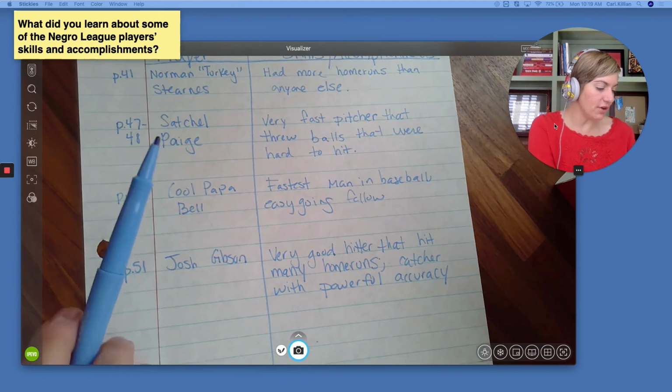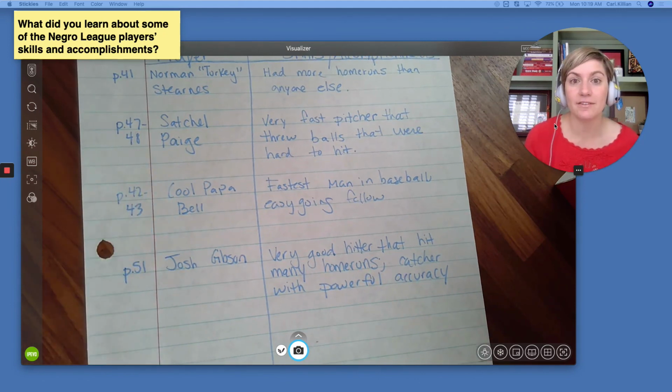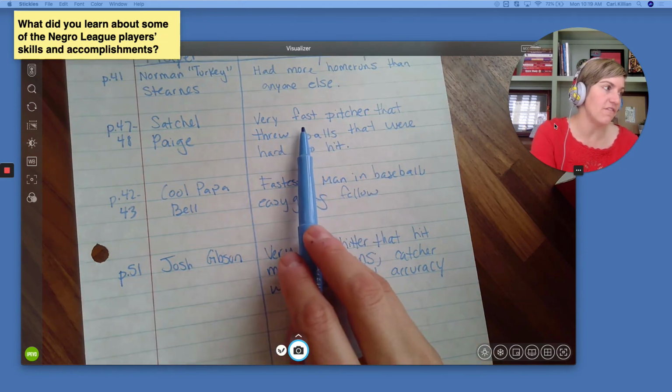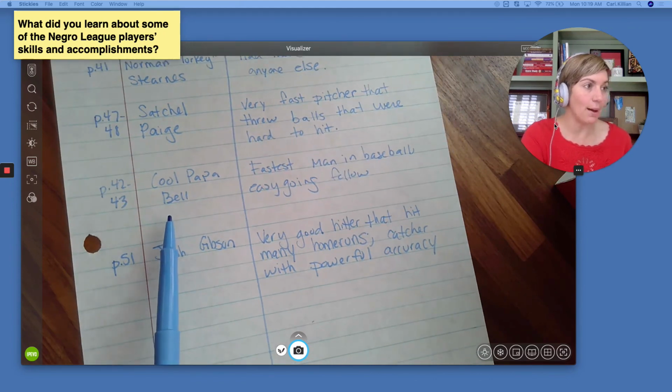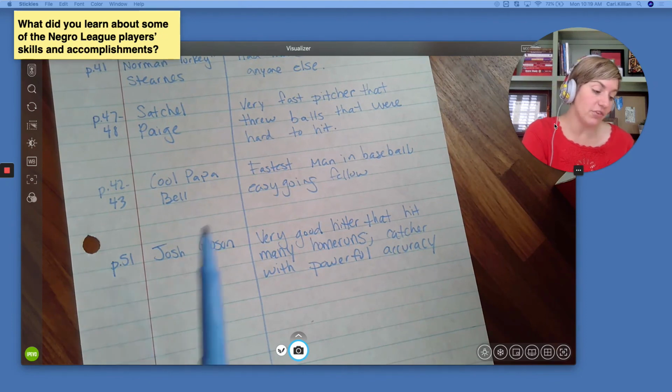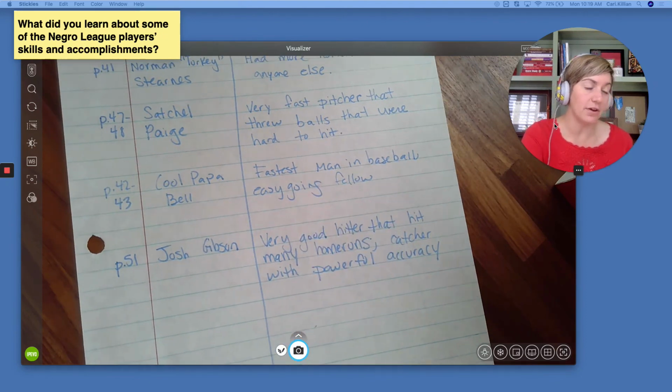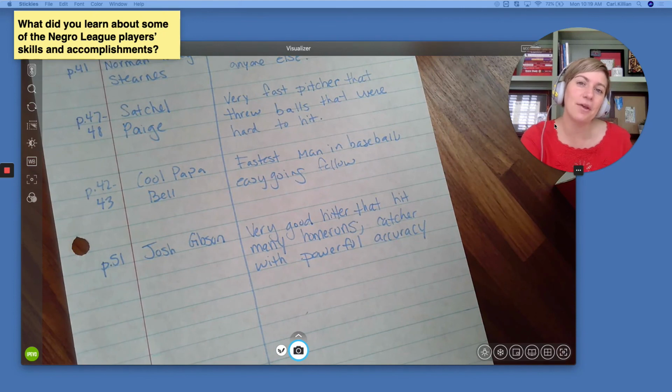I also noticed information about Satchel Paige. The illustrations helped me understand more about Satchel. Did they help you? I recorded how Satchel was a very fast pitcher and that he threw balls that were so hard to hit. I recorded about Cool Papa Bell. He was the fastest man in baseball, and I also recorded how he was an easygoing fellow.